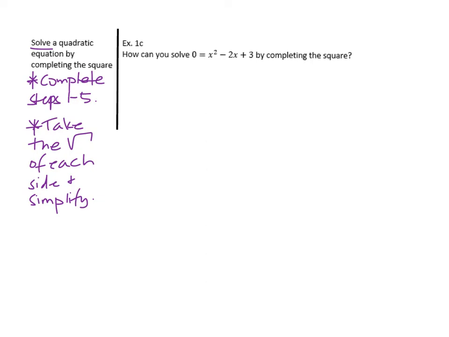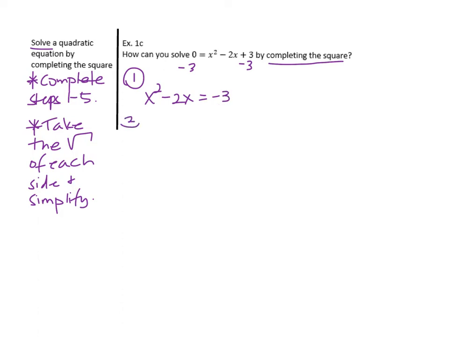It says solve by completing the square. It's already set equal to 0, so that's step 1. I'm going to move 3 to the other side by subtracting it. And I like to write the x squared on the left-hand side, but it really doesn't matter. You can keep it on the right-hand side if you'd like. And I'll move negative 3 over to the right.